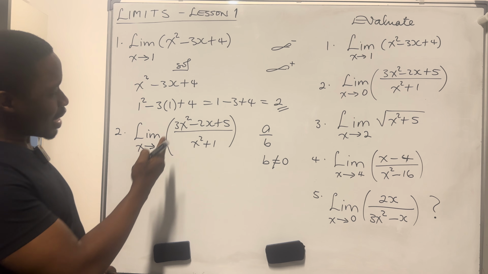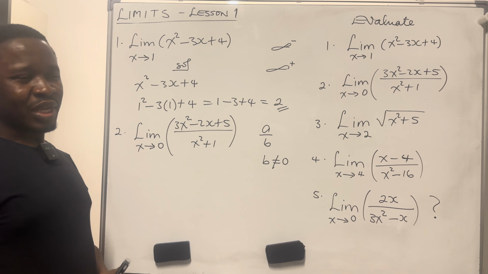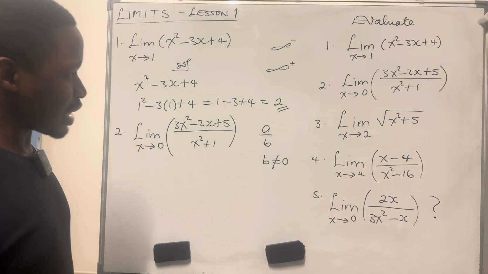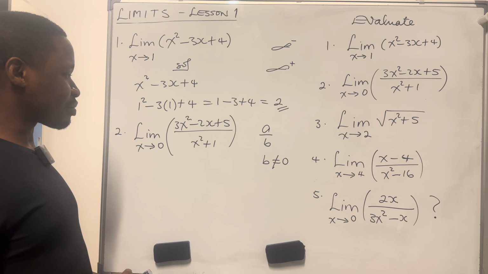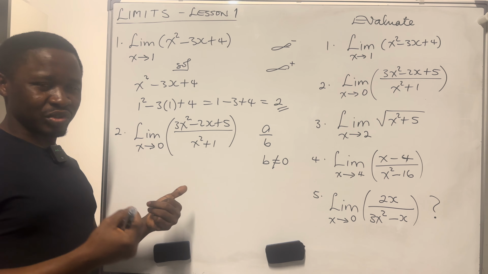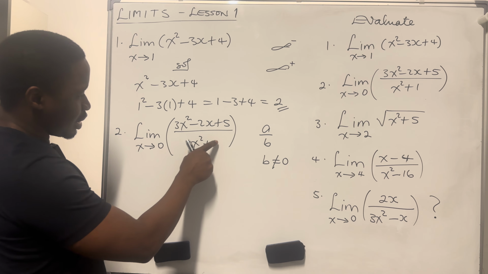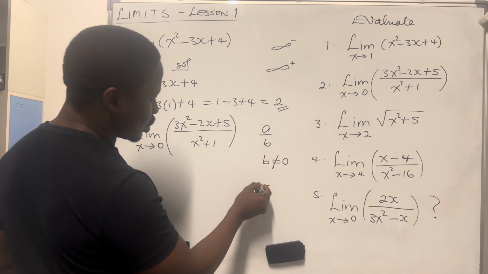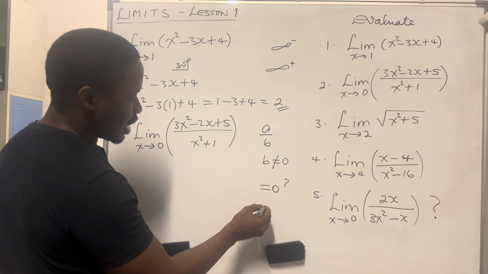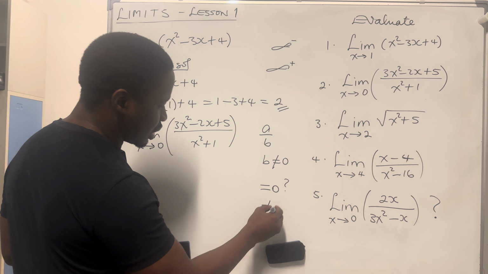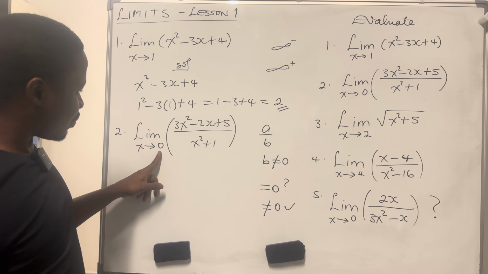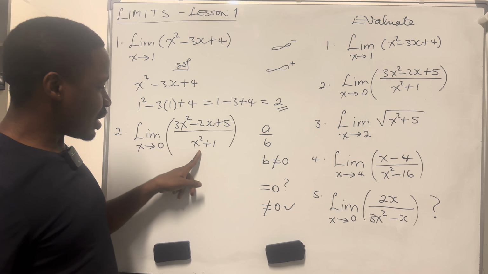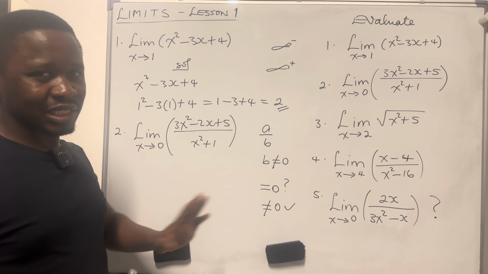So what do we do to find the limit of a rational function? The first thing you do is to test by direct substitution. You substitute this value into the denominator. If it gives you 0, there is a problem. If it does not give you 0, you can substitute directly. If it is 0, we don't accept that. If it is not 0, that means you can substitute entirely. I hope that one is clear.